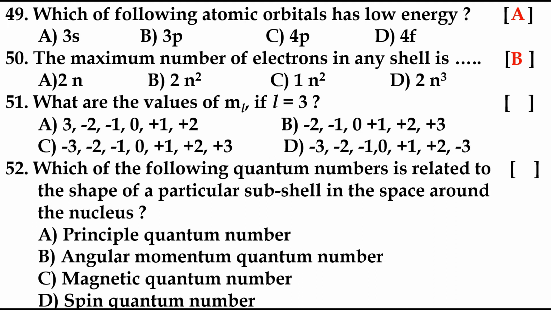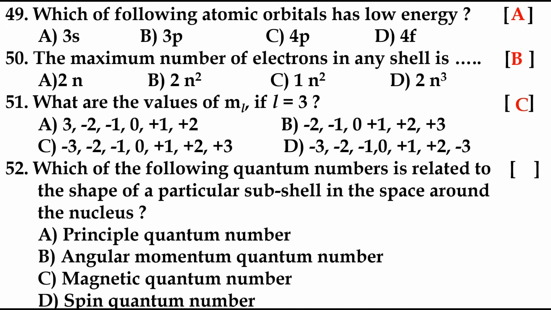51. What are the values of Ml if l is equal to 3? Ml means magnetic quantum number. A. -3 to +2, B. -2 to +3, C. -3 to +3, D. -3 to -3. Answer is option C, -3 to +3. That is -3, -2, -1, 0, +1, +2, +3.